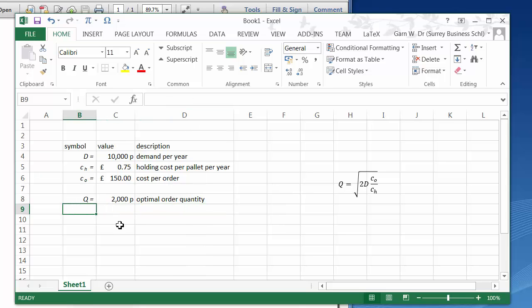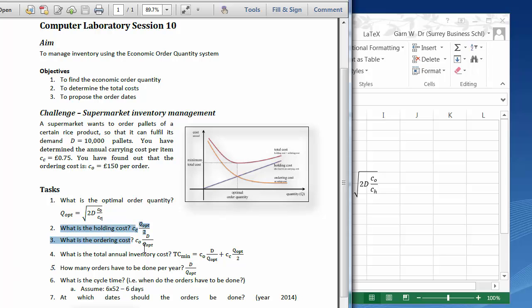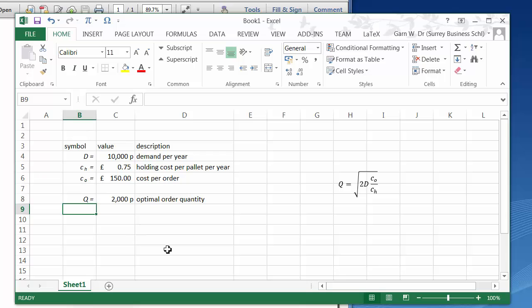Good. What else are we interested in? Usually the holding cost, the ordering cost, the cycle time, and so these are obviously our next tasks. Total inventory cost. How many orders will we have per year? That might be actually the first next logical step. The frequency. Frequency equals nothing else than if we order 2,000 pallets, one order is 2,000 pallets, and we have a demand of 10,000 pallets. So how can we fulfill that? Well, we have to order 5 times. So demand divided by the order quantity.